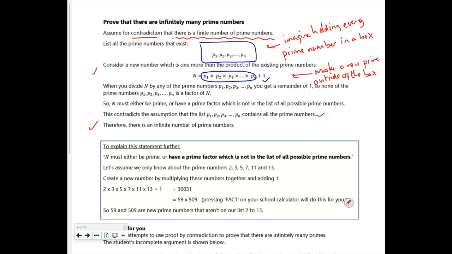I don't think that's ever been on a paper. I could be wrong, but I don't think infinitely many primes has been on. But it's nice to get your head around.